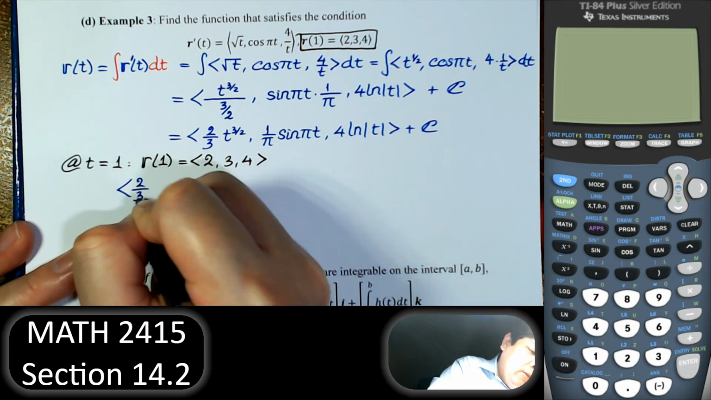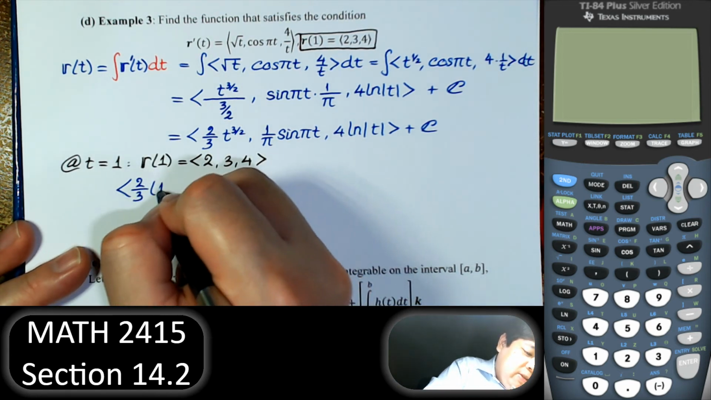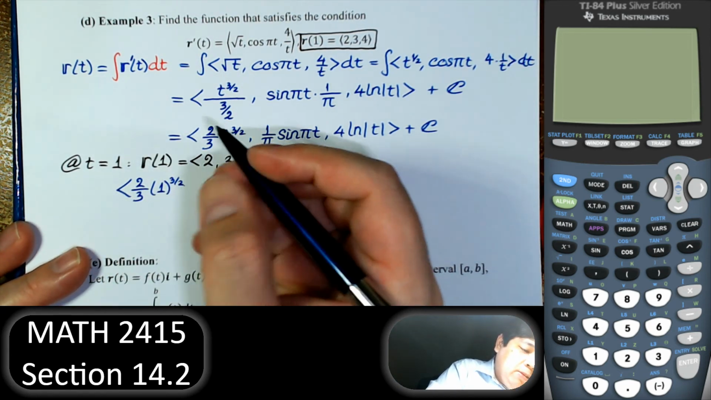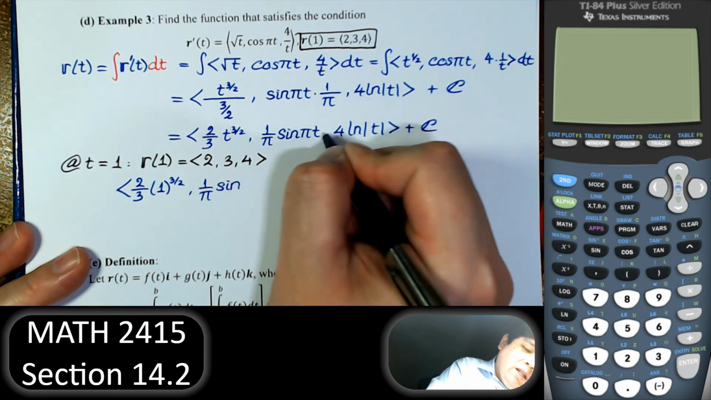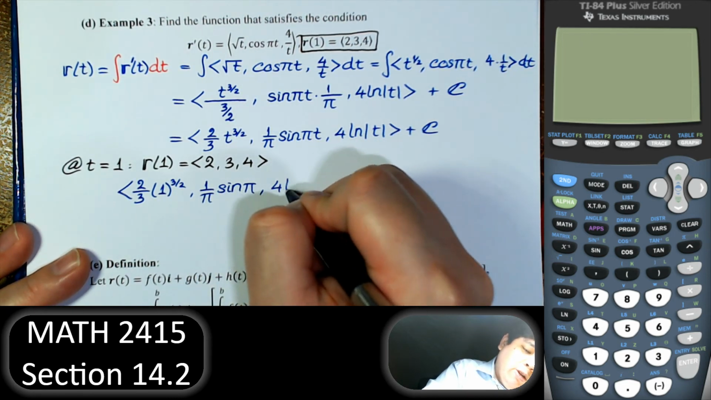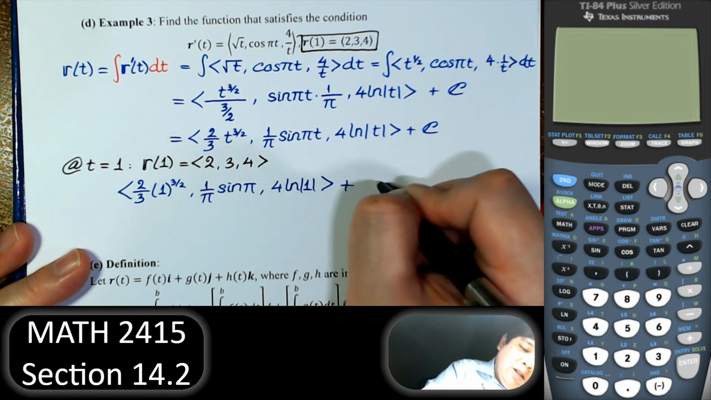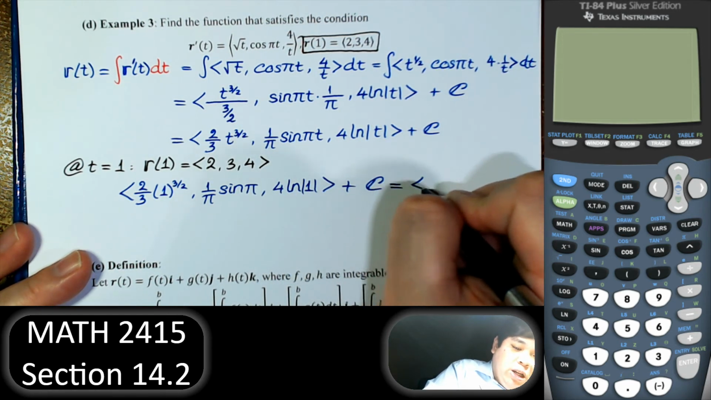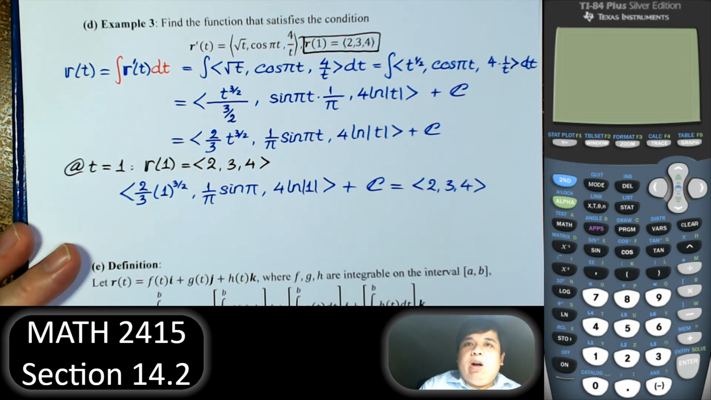Now put 1 in for t: 2/3, 1 to the 3/2, 1 over pi sine, t is 1, so I just say sine of pi, and then 4 ln of the absolute value of 1, plus the vector c, that's supposed to be equal to 2, 3, and 4. So what is ln of 1? That should be 0, right? Yeah.